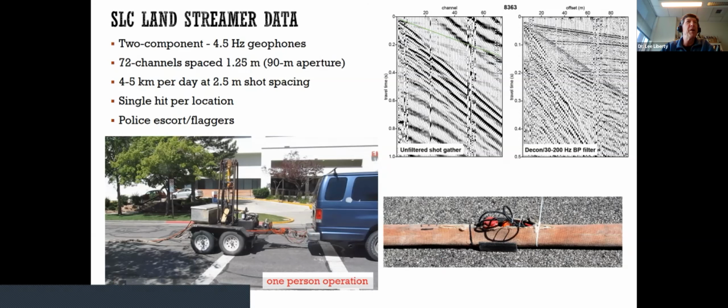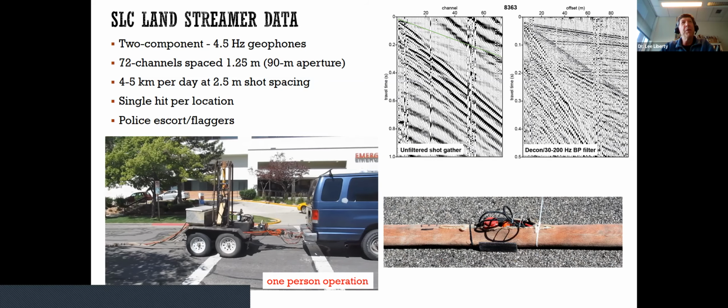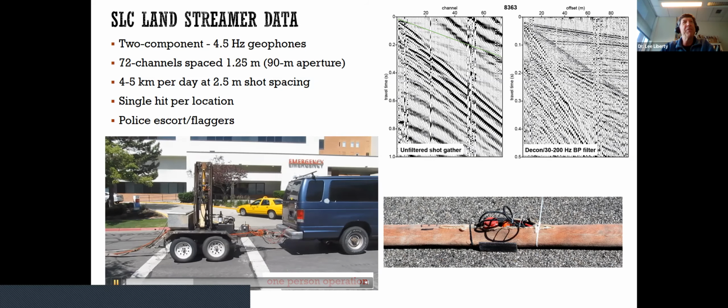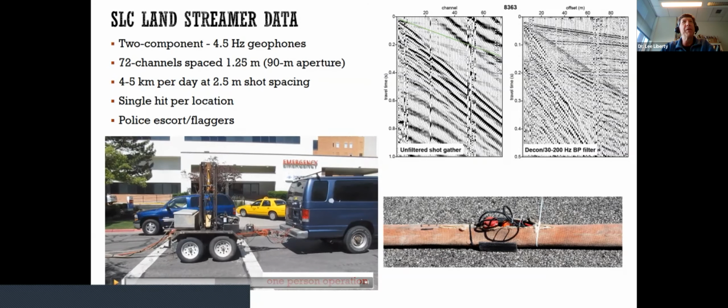This is our weight drop operating with our land streamer being pulled behind it through downtown Salt Lake City. You can see that we thump the ground, we listen for about 5 seconds, we stop, we move up, and we do the same thing again. We're right in front of a hospital here, so we're operating right in the presence of traffic. We work right along the city streets, and we have either flaggers or police escort that helped us in this particular case.